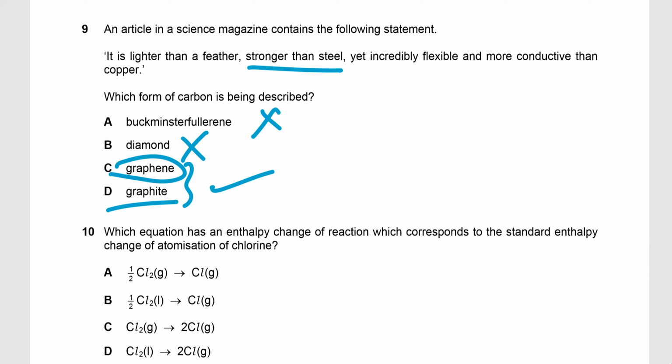And graphene is very light, because one layer of graphite is stronger than steel and also conducts electricity, because in graphene layers there are free electrons that conduct electricity. So the best answer is C.